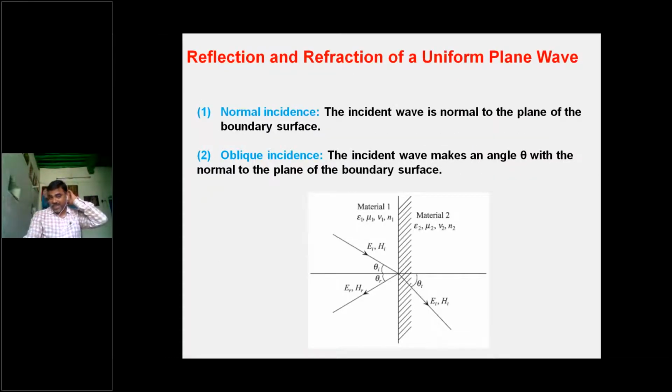So here, normal incidence or oblique incidence, we can define that normal incident wave or oblique incident wave according to the angle of incidence. If that angle of incidence theta is making 90 degrees with respect to the plane of incidence, or you can say with respect to the boundary surface, according to that we have the normal and oblique incidence. So here, once the incident wave is normal to the plane of boundary, then you can call that the normal incidence. And oblique incidence means the incident wave makes some angle theta with the normal to the plane of boundary surface.